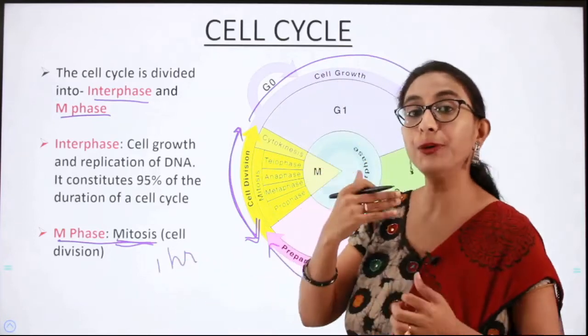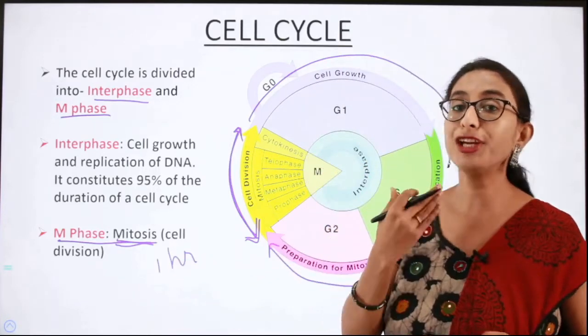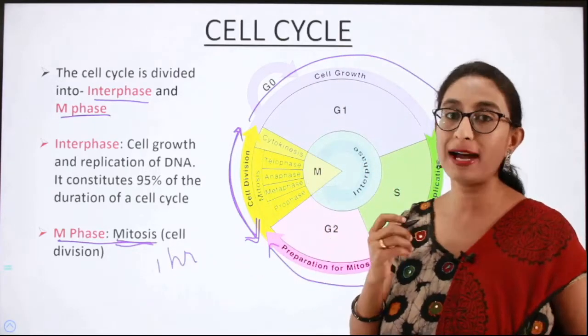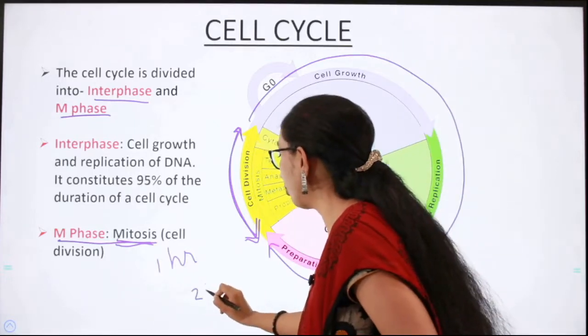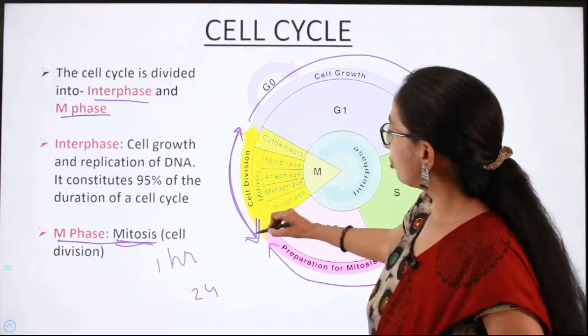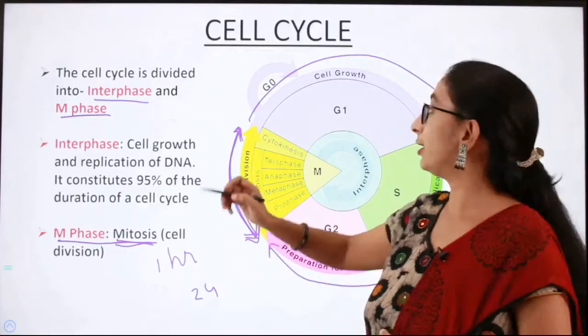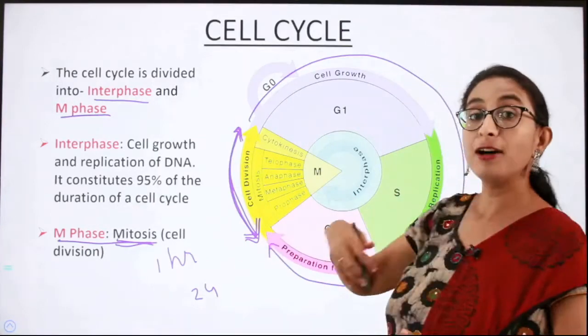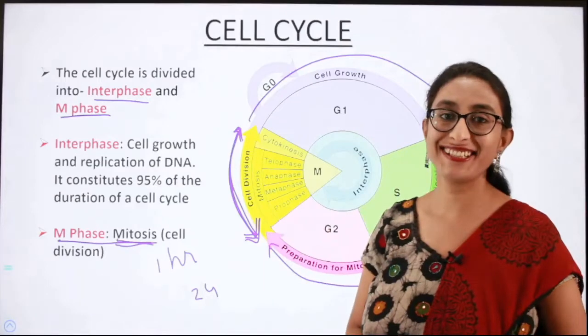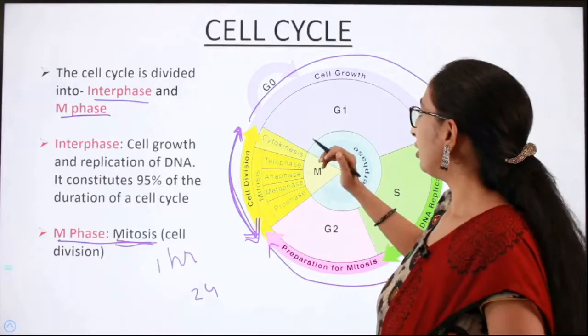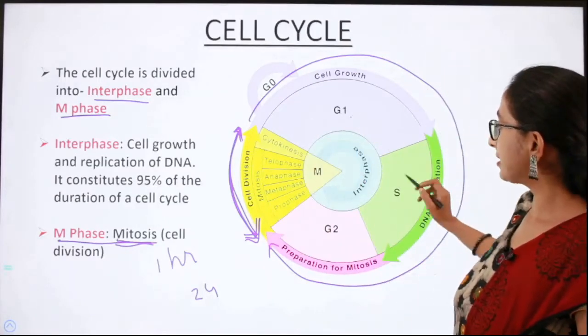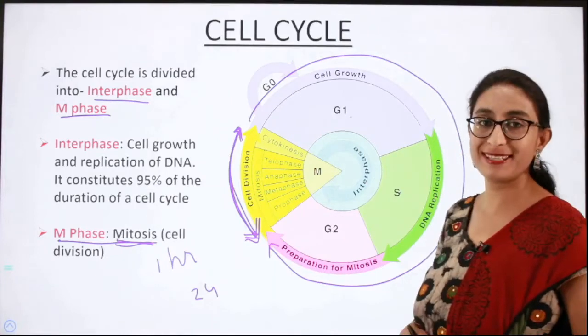So I told you in human beings, the duration of the cell cycle is 24 hours. So out of this 24 hours, just 1 hour goes into the actual cell division, whereas the rest of the time goes into interphase, that is for the cell to prepare for cell division. Further, interphase can be divided into G1 phase, S phase and G2 phase.